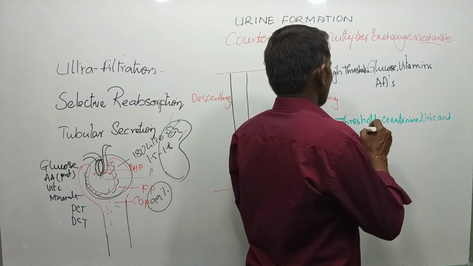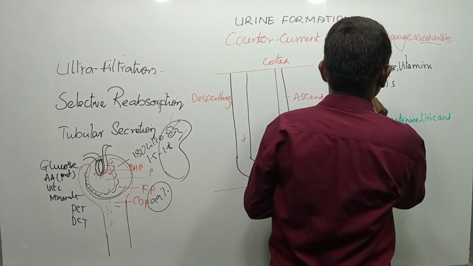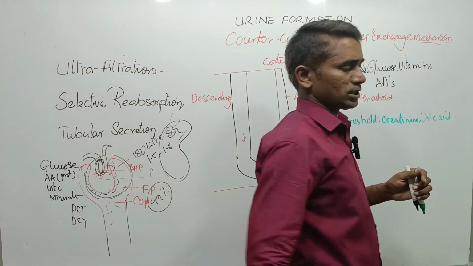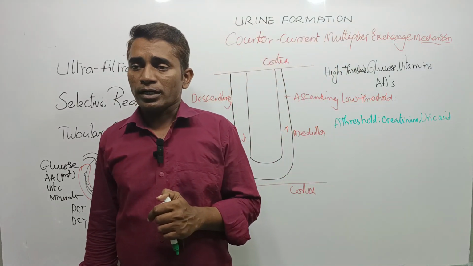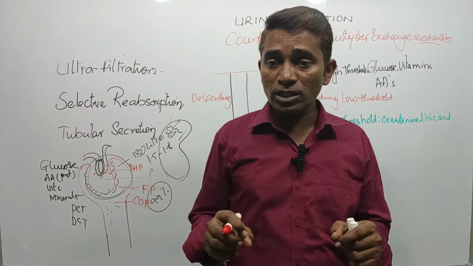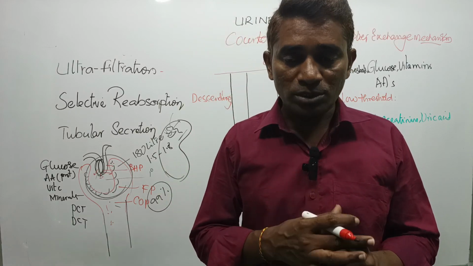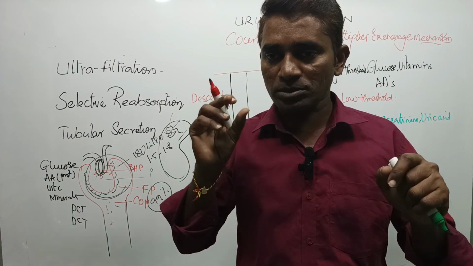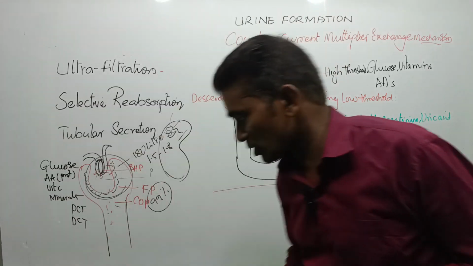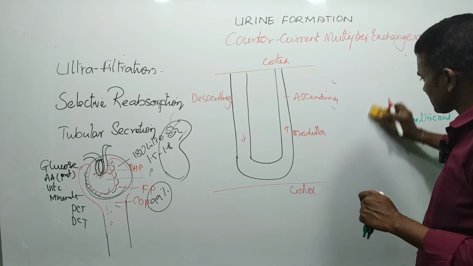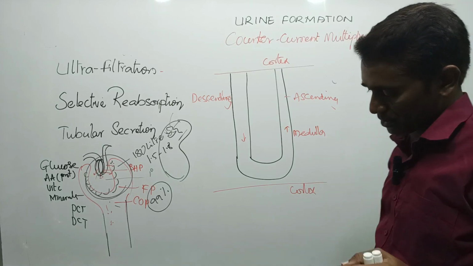In between, right, there are some substances that are absorbed to some extent, low threshold substances. On the basis of these, compounds are classified into high threshold substances, low threshold substances, and a threshold substances. So this reabsorption is always in a selective manner. Therefore, this is called selective reabsorption.